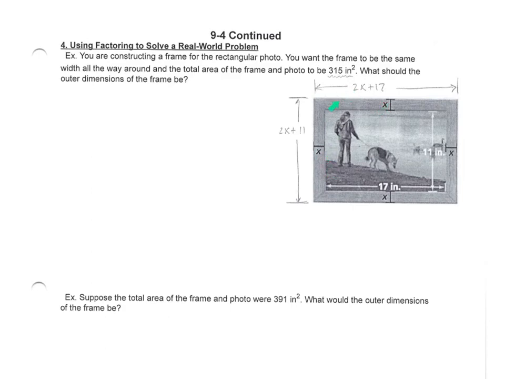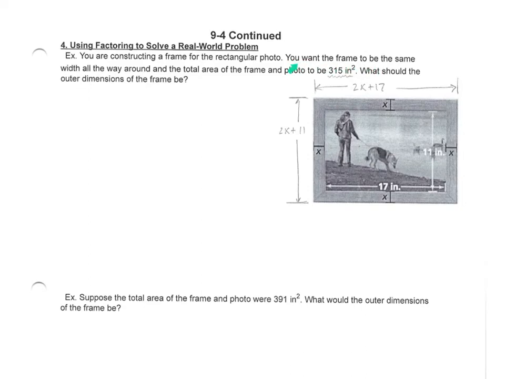And we know that when I do this length right here, it is going to be the length of 17 inches plus x plus x. That's how we come up with the length is 2x plus 17. Additionally, since the height of the picture is going to be 11 inches and the width of the frame is x on one side and x on the other, we know that the height is going to be 2x plus 11. And we just need to figure out what that frame width is going to be.